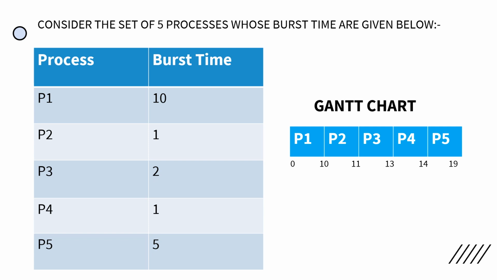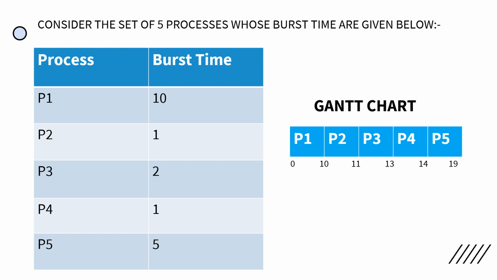So let's consider five processes as given in the table. The processes are named P1, P2, P3, P4 and P5, with burst time of P1 being 10, P2 burst time 1, P3 burst time 2, P4 burst time 1, and process 5 burst time 5. Let's do the Gantt chart of this.